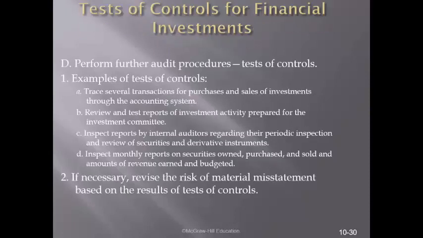The auditor will perform tests of controls, including tracing several transactions for purchases and sales of investments through the accounting system, reviewing and testing reports of investment activity prepared for the investment committee, inspecting reports by internal auditors regarding their periodic inspection and review of securities and derivative instruments, inspecting monthly reports on securities owned, purchased, and sold, and amounts of revenue earned and budgeted, and, if necessary, revising the risk of material misstatement based on the auditor's test of controls.